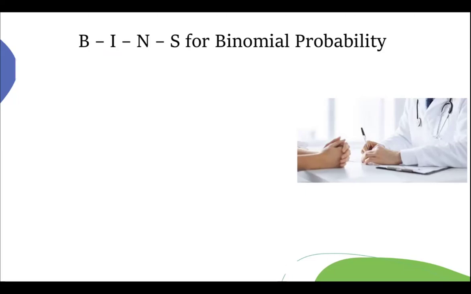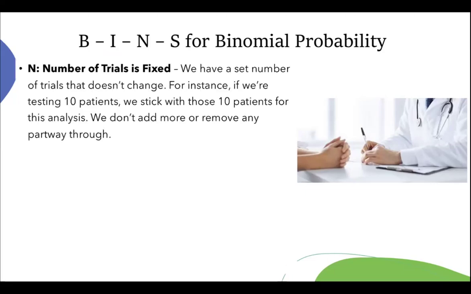The N stands for the number of trials, and we're looking for the number of trials to be a fixed number. We have a set number of trials that doesn't change. For instance, if we're testing 10 patients, that would be the number of trials. We stick with those 10 patients for this analysis. We don't add more or remove any partway through. So we have a number of trials, in this case 10, that is fixed and will not change.